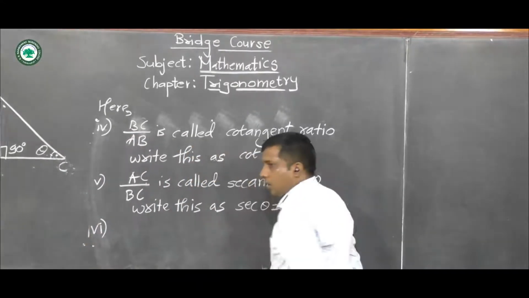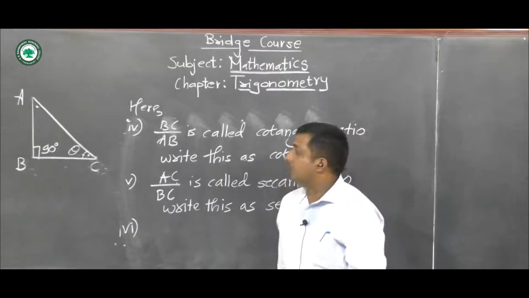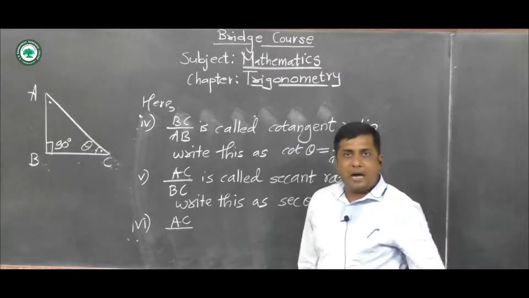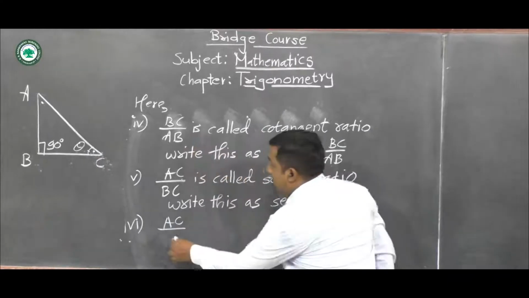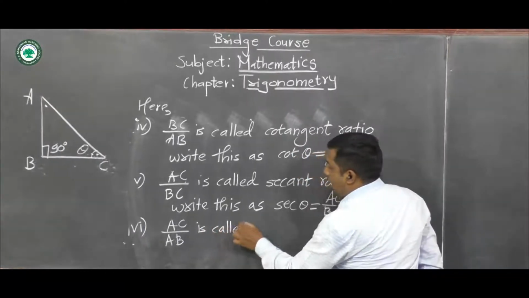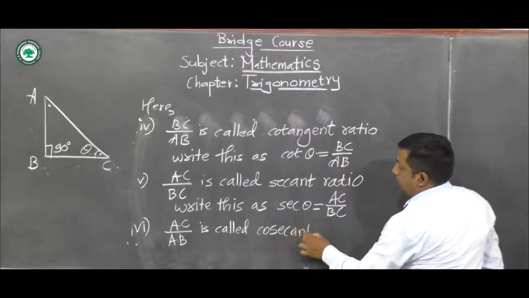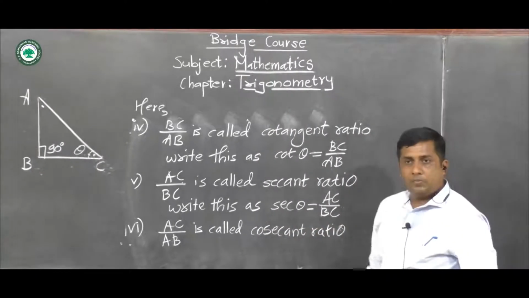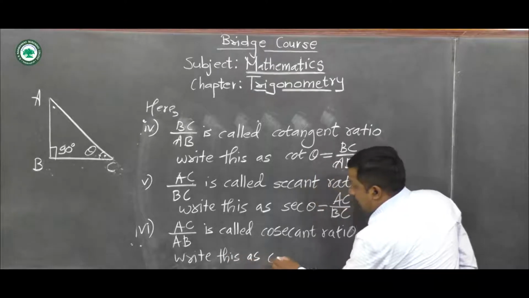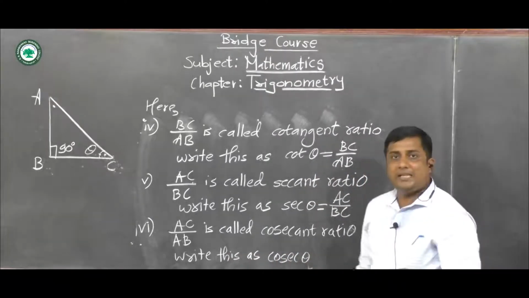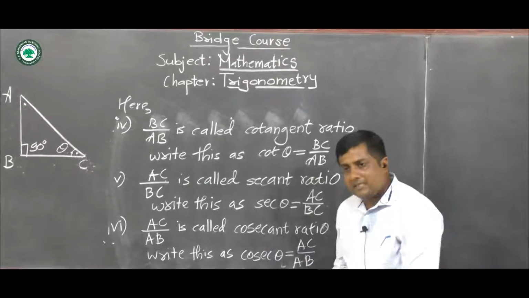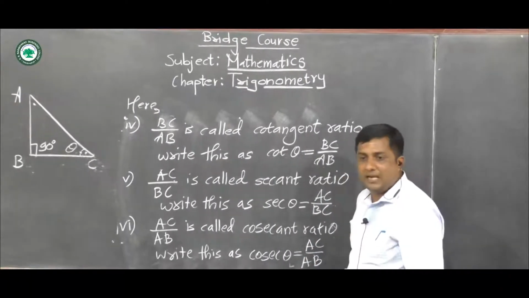Cosecant, the sixth one. For the cosecant, again we consider the hypotenuse and the opposite side. The hypotenuse is AC, divided by the opposite side of angle C, which is AB. So AC upon AB is called the cosecant ratio, and we write this as cosec theta. Cosec theta is AC upon AB, that is, hypotenuse upon opposite side.